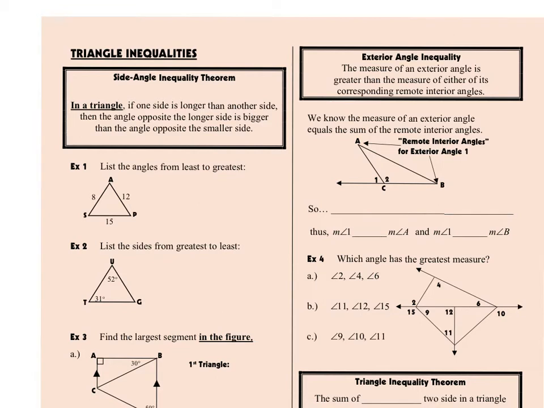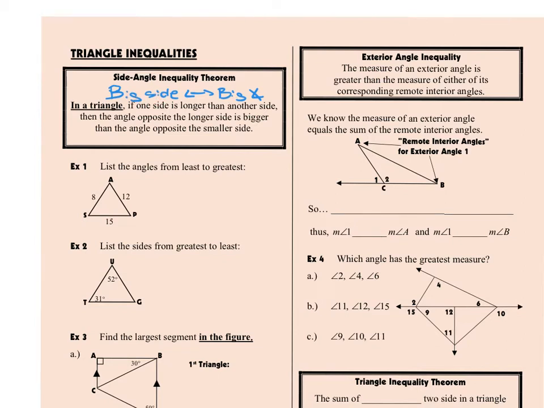Alright, our most basic triangle inequality is called the side angle inequality theorem. And this is often, in simplified terms, referred to as big side, and we're going to put a double-ended arrow here, big angle, okay? What it's basically saying is the biggest side in a triangle will be across from the biggest angle, and vice versa. The biggest angle will be across from the biggest side.